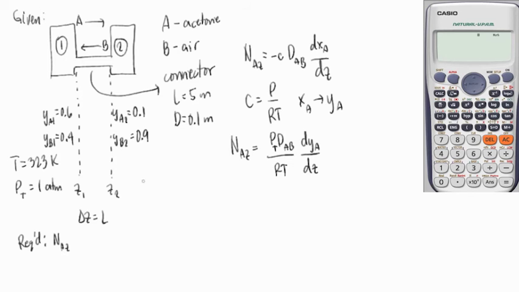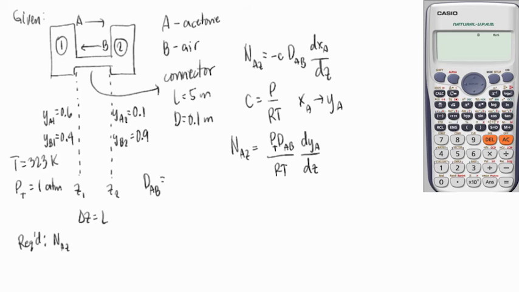Remember that dAB is a very particular value that depends on the components of the system. In this case, our components are acetone and air. We can say that acetone is diffusing through air, or air is diffusing through acetone, because this is equimolar counter diffusion. Now let's look for the value of the diffusivity.